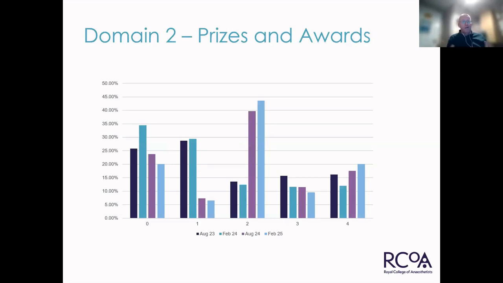Prizes and awards, there's quite a good range here. I think you can see there in August 24, and for this round as well, the introduction of awards, for example, like Greatix, really did make a big difference, and there was a big jump there in the number of applicants who were receiving 2 points. And obviously, the majority of people there are receiving 2 points or less in this domain. But anything that you score in this round, if you submit it, then we will have a look and see where it fits in to the criteria.